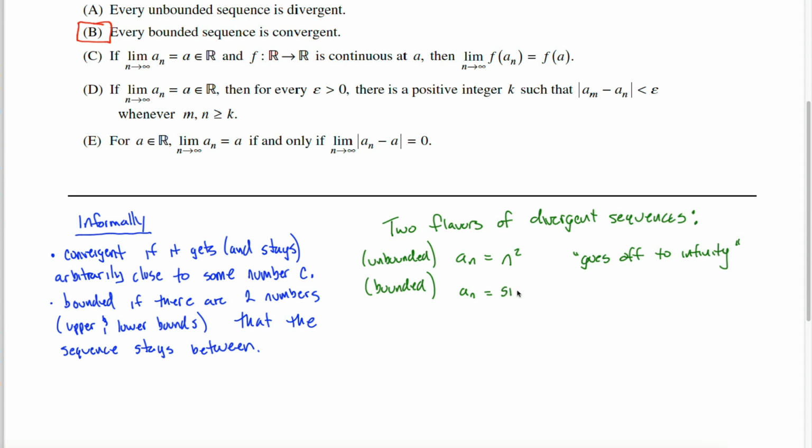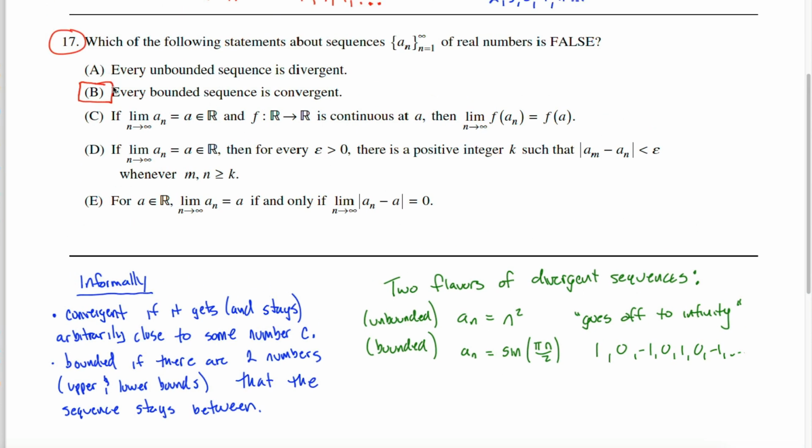Another common example would be sine of pi n over 2. When n equals 1, the sine of pi over 2 is 1. When n equals 2, the sine of pi is 0. Sine of 3 pi over 2 is -1, then 0, 1, 0, -1, and so on. This one bounces back and forth between these three numbers. With that in mind, we can go back and visit A and B here. Every unbounded sequence is divergent.